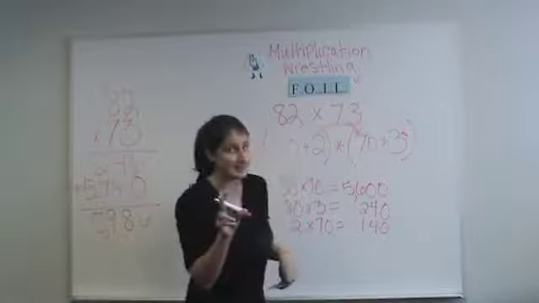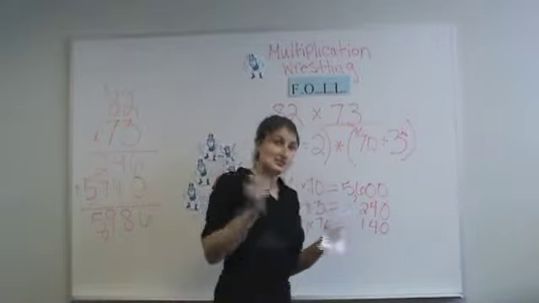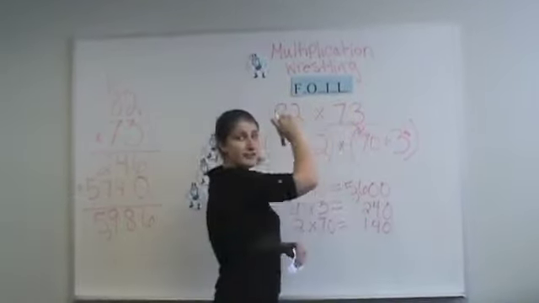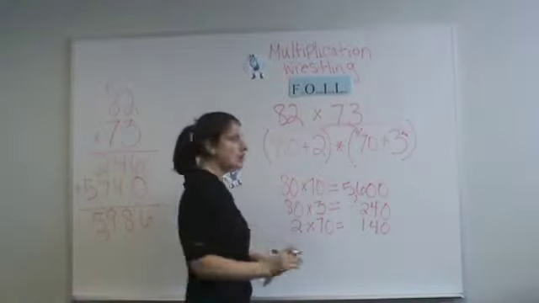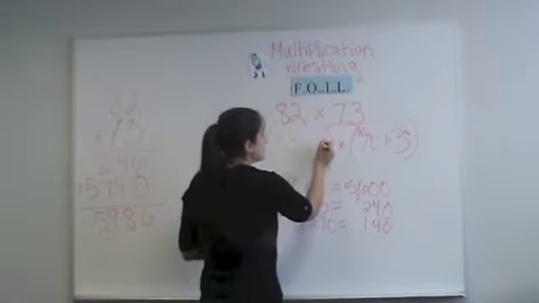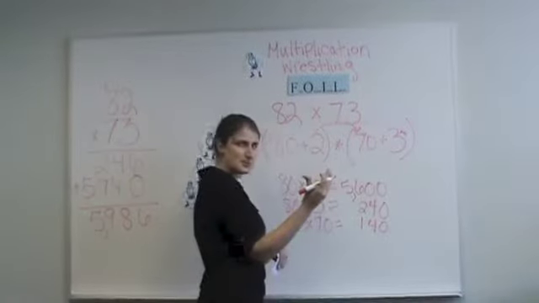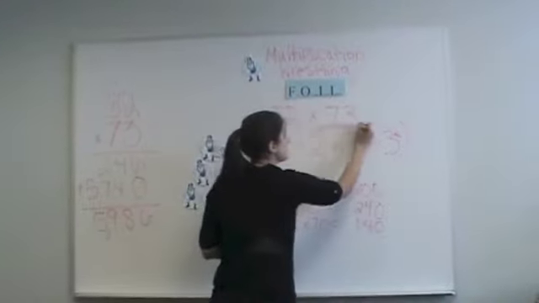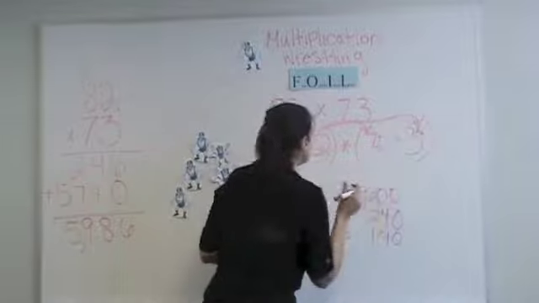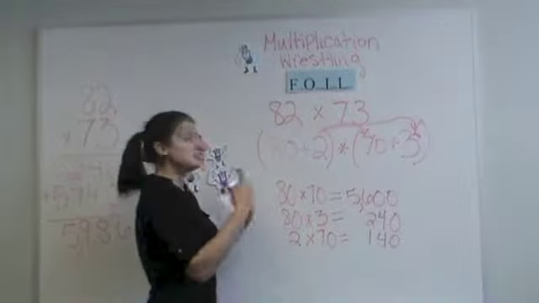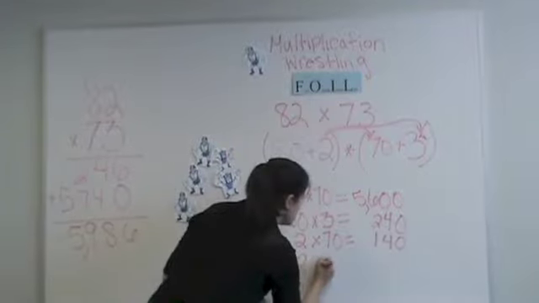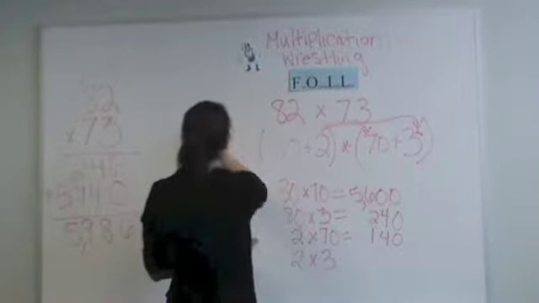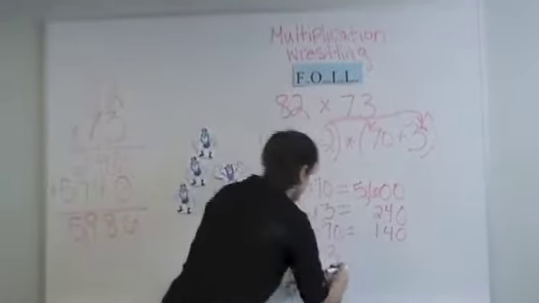And last but not least, we have last. So for our L in FOIL, which is last, we're going to multiply the last numbers. So the last numbers are 2 and 3. Pretty simple mental math. If not, just remember that you can use a calculator if needed. But 2 times 3 we're going to write down here. 2 times 3. And we're going to have our wrestlers, last but not least, here we go.